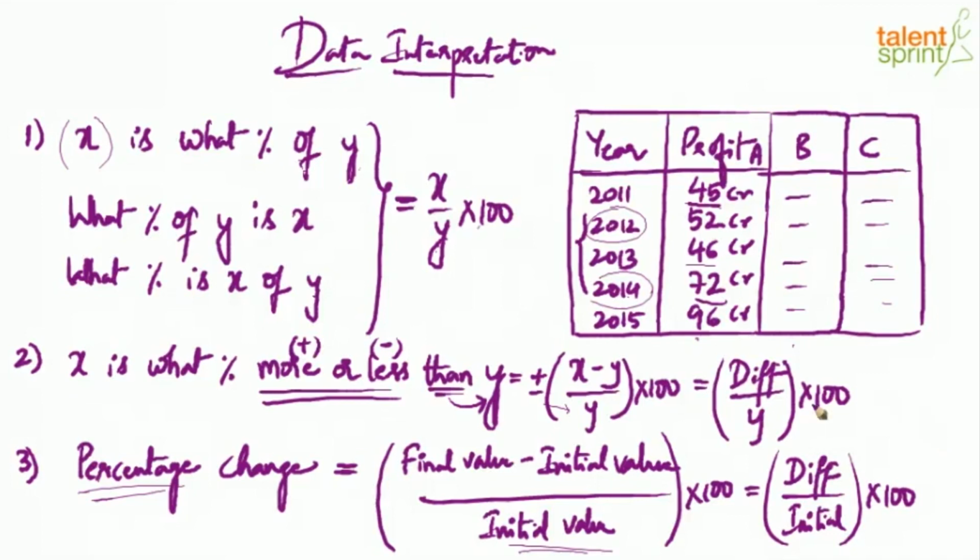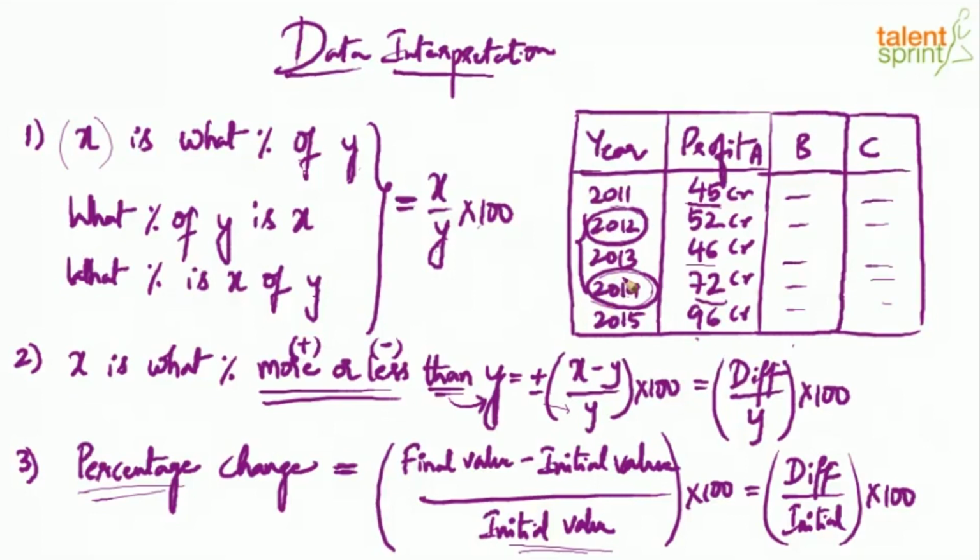Alright? So final minus initial by initial into 100. Clear to all of you? But sometimes you may say, find out the percentage change in the profit of the company in the year 2014. See here, in the first example that we have taken, both the years were clearly specified, 2012 and 2014. So we know that initial value is the profit in 2012, final value is the profit in 2014.